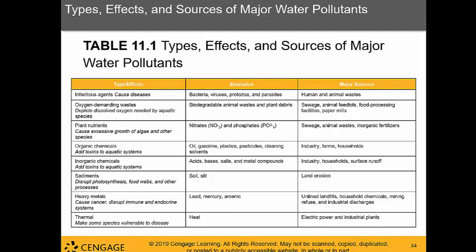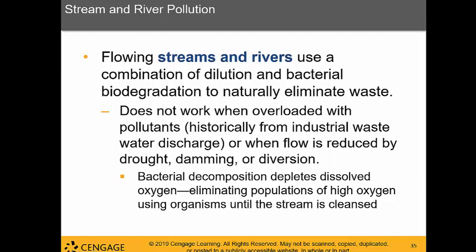nuclear power plant. That can heat up the water too much and make it unsuitable for the animals that would normally live there. Okay, let's talk about how pollutants flow through certain water bodies. Now, even without human influence, there would be low levels of pollutants in natural systems. And therefore, natural systems have ways of cleansing themselves of these pollutants.